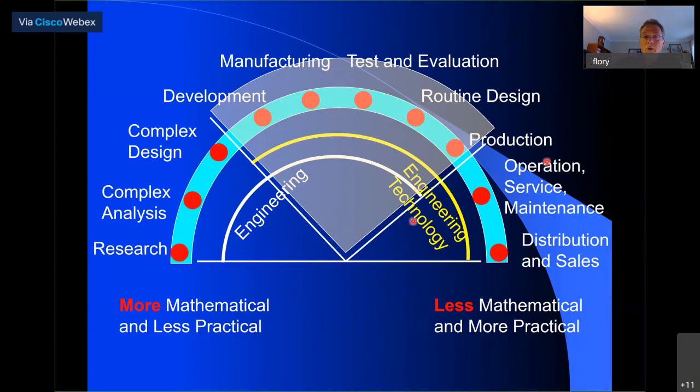Also, does that mean nobody with an engineering degree can be in operations or service or maintenance or distribution or sales? Absolutely not. These are not hard lines by any means, but they do represent probability, okay, of where people are going to be working.